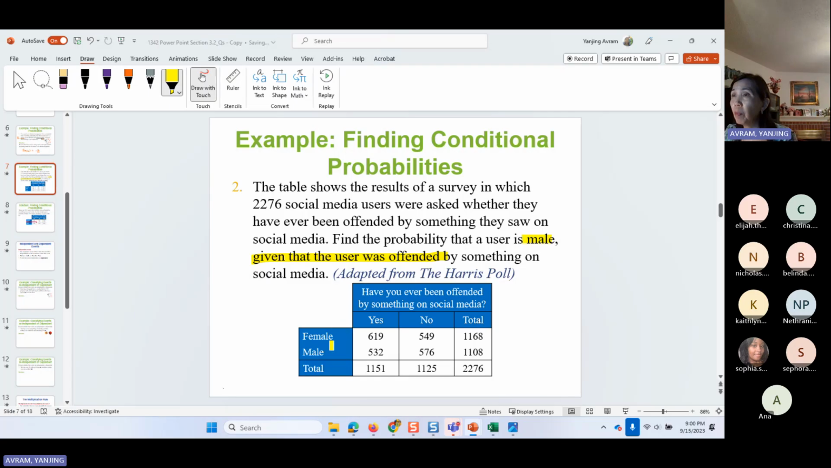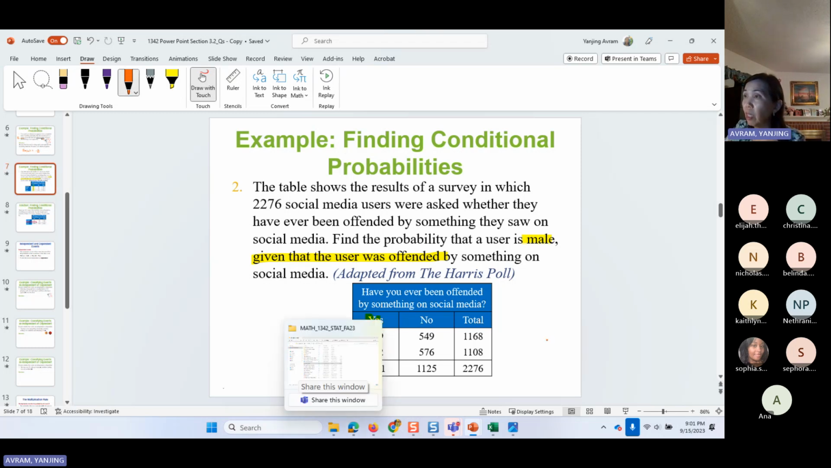Given the user was offended, that means the answer is yes. So that means we only look at this column in here. All right, we are not looking at the whole total. We are only given this condition, the user said they were offended. So we only look at this offended column, the probability of getting a male given this one was offended.